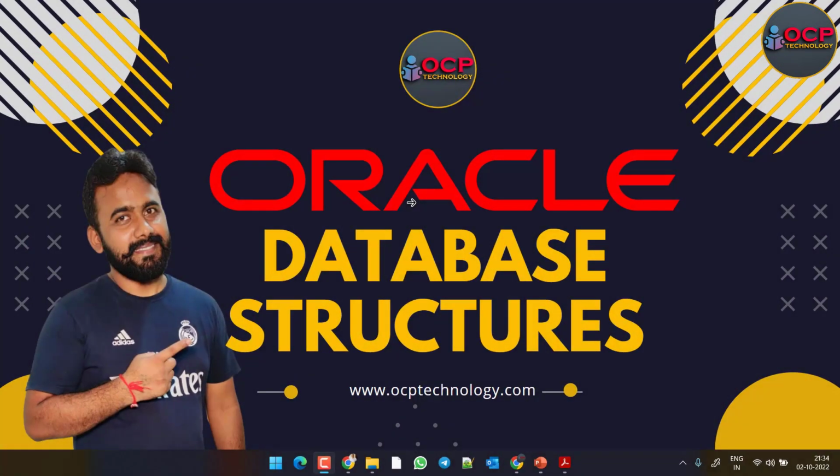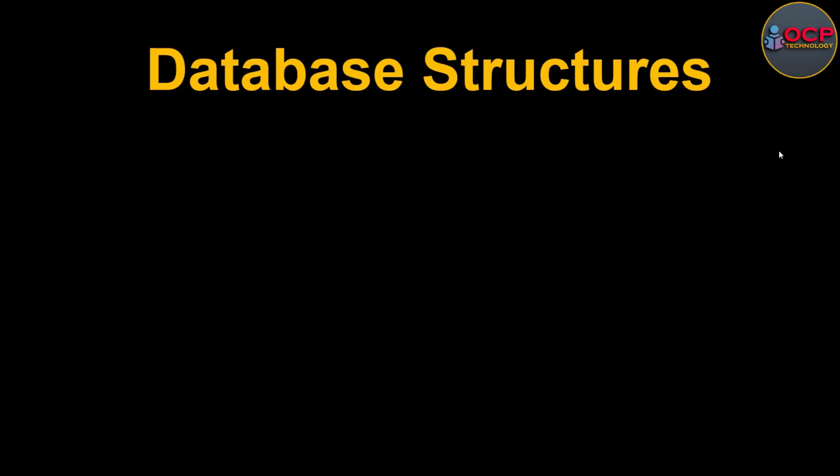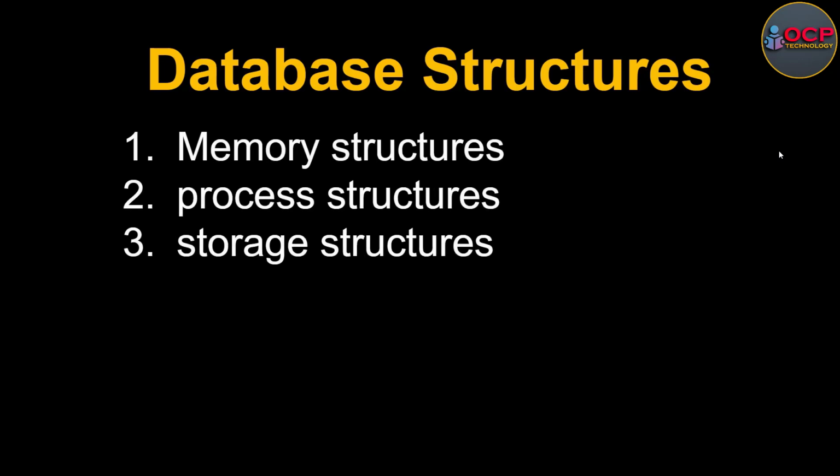Okay guys, let's start the database structure discussion. What is database structure, how does it work, and why are we going to learn this structure actually? The database structure is divided into three parts. The first part is the memory structure, the second part is the process structure, and the third part is the storage structure. Let me tell you about all three points. What is the memory structure, process structure, and storage structure?